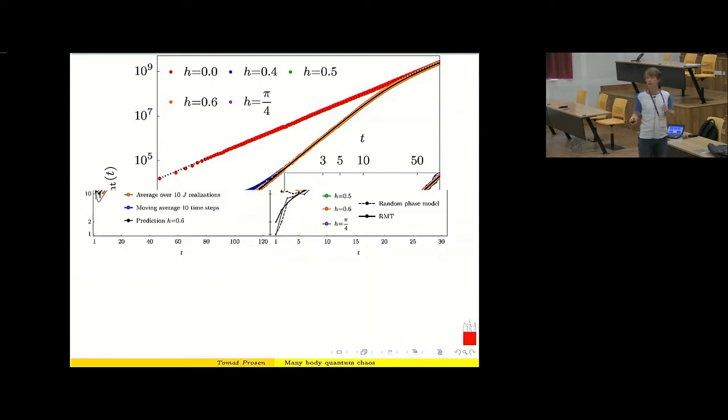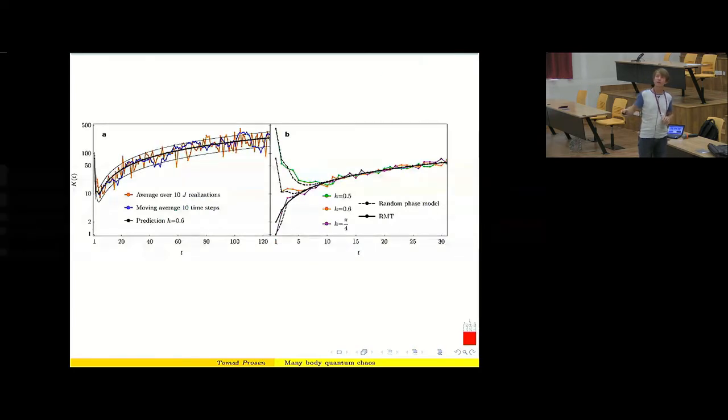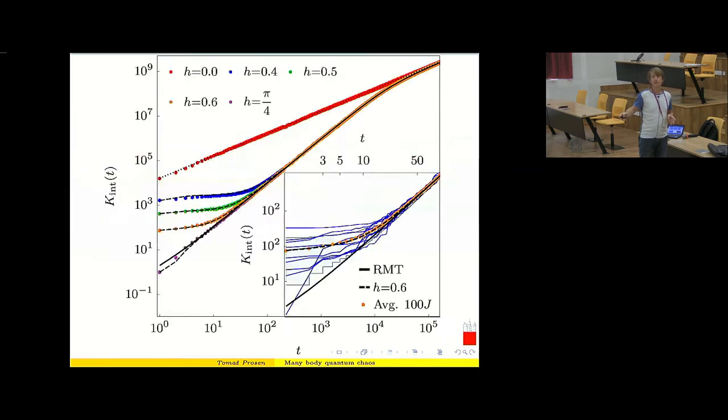So here I'm more specific. We take an average over 10 J realizations, so 10 different values of the parameter. We are averaging the quantity itself. You see, the average is on the upper level. So it's averaging the quantity itself.